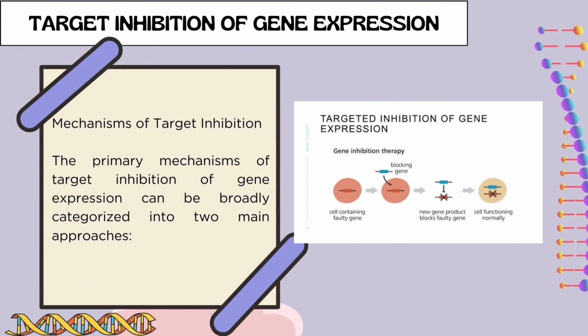Dito sa step-by-step process ng gene inhibition therapy, makikita nyo sa unang process is yung cell containing faulty gene. Itong cell na nagko-contain ng faulty gene ay nag-lead ng production kung saan yung protein ay harmful. Then sa cell containing faulty gene na yon, nagkakaroon ng blocking ng gene kung saan yung blocking ng gene na yon ay ini-introduce sa cell.